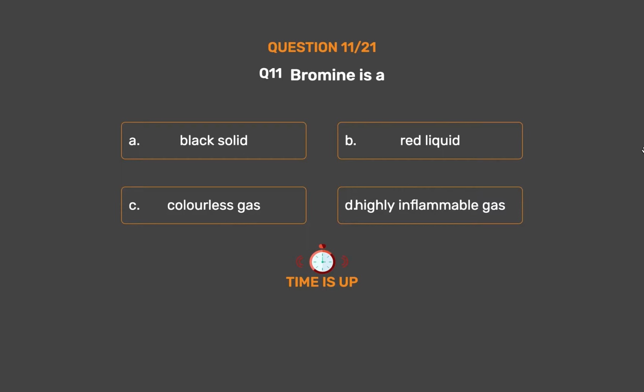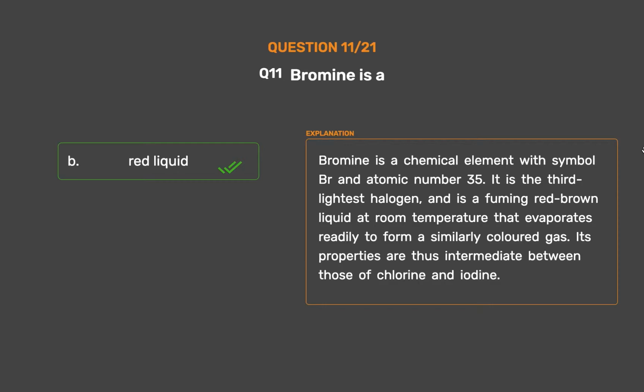The correct answer is option B, red liquid. Bromine is a chemical element with symbol Br and atomic number 35. It is the third lightest halogen, and is a fuming red-brown liquid at room temperature that evaporates readily to form a similarly colored gas. Its properties are thus intermediate between those of chlorine and iodine.